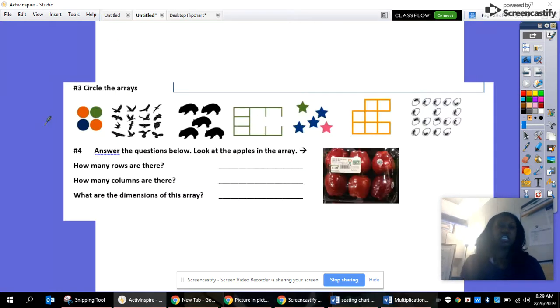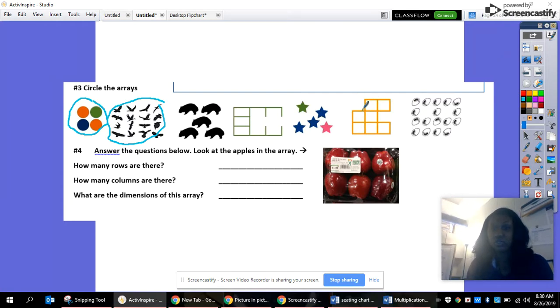The next question said to circle the arrays, and we know that arrays are rectangular and that they have items organized in rows, and we have the same number in each row. This is an array. It's a 2 by 2. This one has birds in a 4 by 4. This row does not have the same amount as this row. This is not an array. This row has 3. This row doesn't. That's not an array. These items are not organized in rows, so that's not an array.